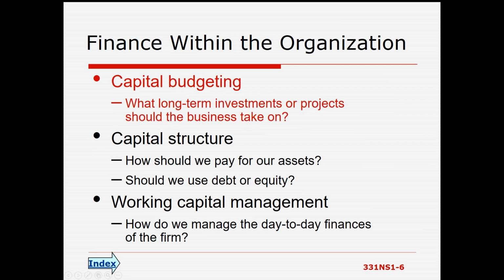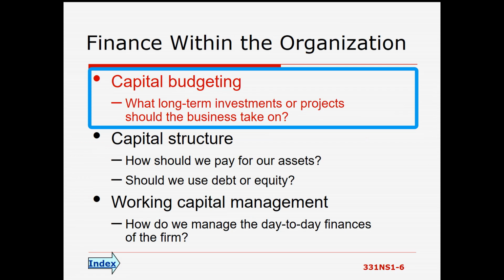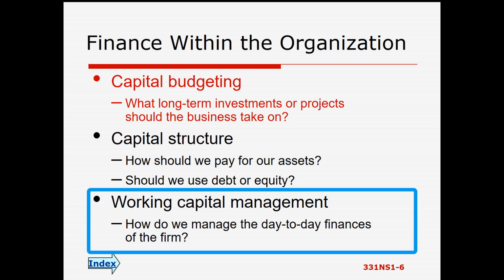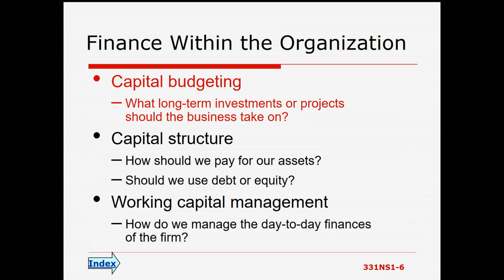Three main areas within the treasury function. Capital budgeting. What long-term projects should the firm undertake to make a profit? That's the main focus of 331. Capital structure relates to how the firm finances its assets, how much debt and how much equity. That's not a topic we cover in 331. Working capital management involves day-to-day management of cash flow to ensure enough cash to meet immediate obligations. Again, not a topic we cover in 331.